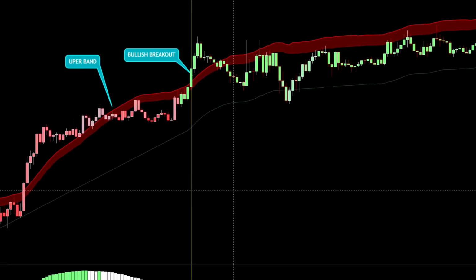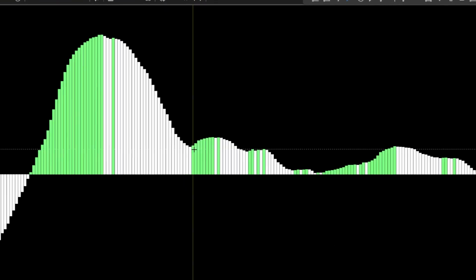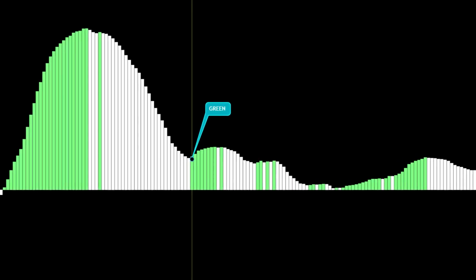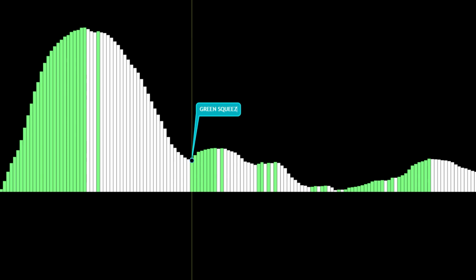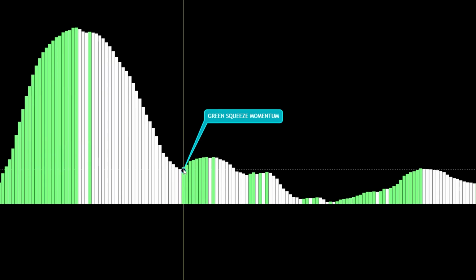But hold up, we're not jumping in blind. We need confirmation, like a secret handshake. That's where the squeeze momentum indicator comes in. If that bullish breakout happens at the same time as a green histogram bar on the squeeze momentum indicator, bam, that's our confirmation. Green means bullish momentum is kicking in and we're ready to ride the wave.